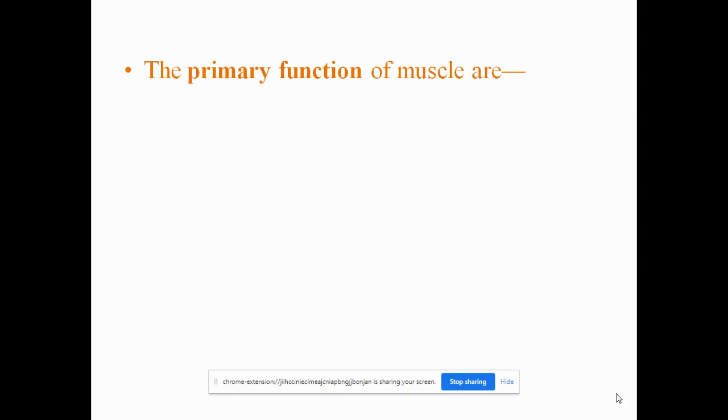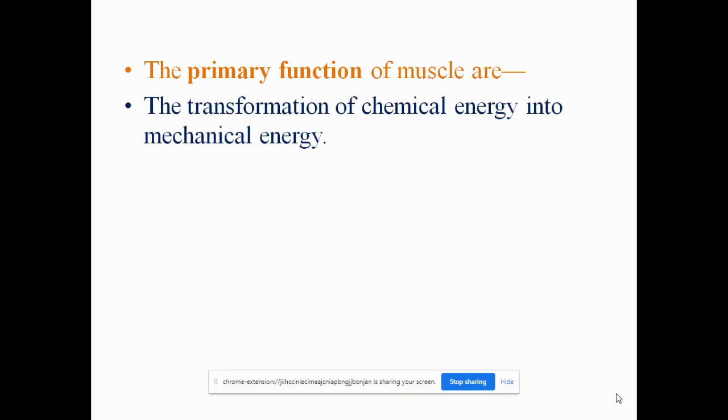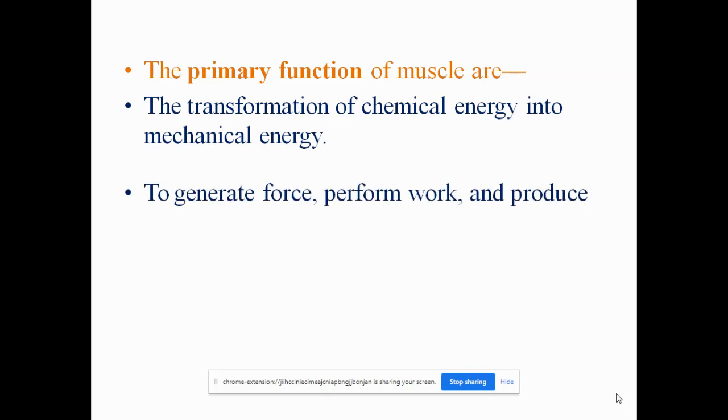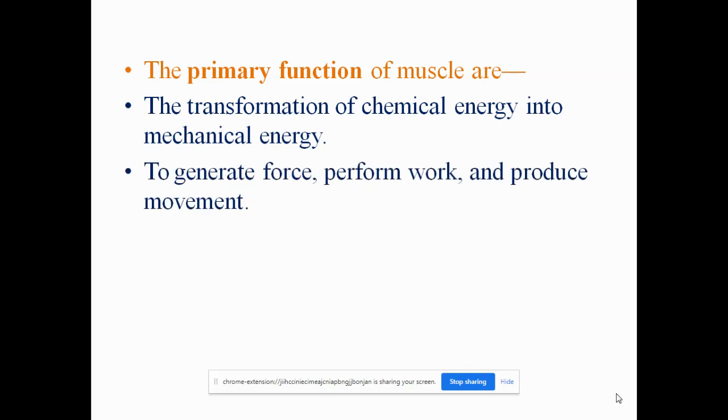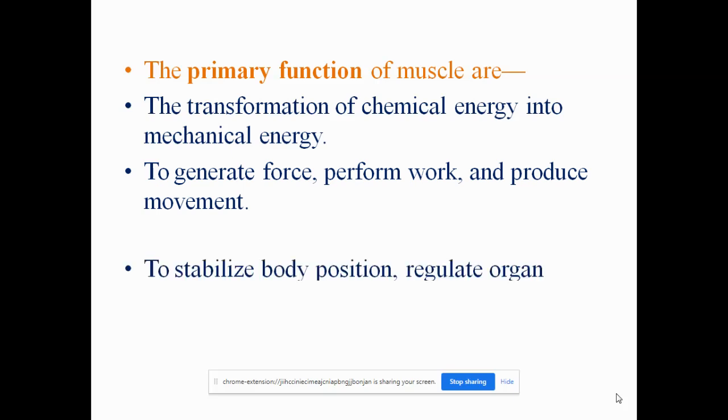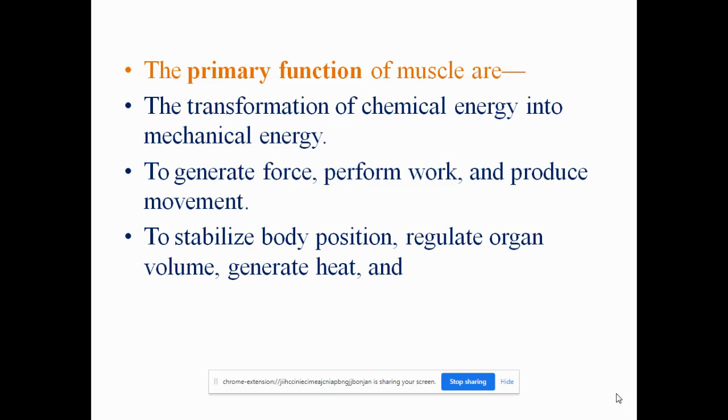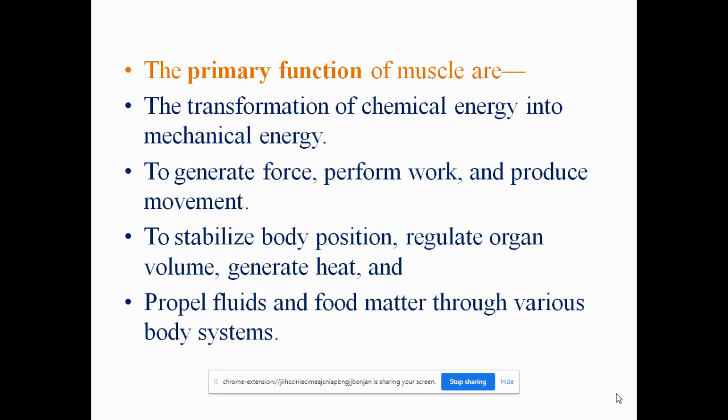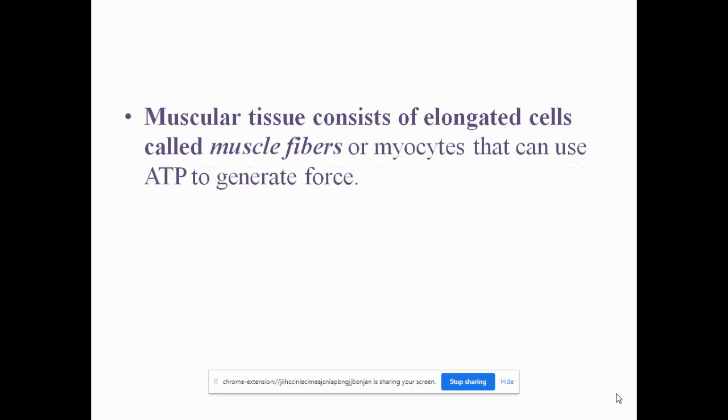The primary functions of the muscles are as follows. Number one, the transformation of chemical energy into mechanical energy. So the chemical energy is utilized and converted into mechanical energy, that is, the ATP is converted into mechanical energy for the movement of the different parts of the body. To generate force, perform work, and produce movement of the whole body as well as the individual body parts. To stabilize body position, regulate organ volume, generate heat, and also propel food and fluid through various systems of the body. So these are the main functions of the muscles.